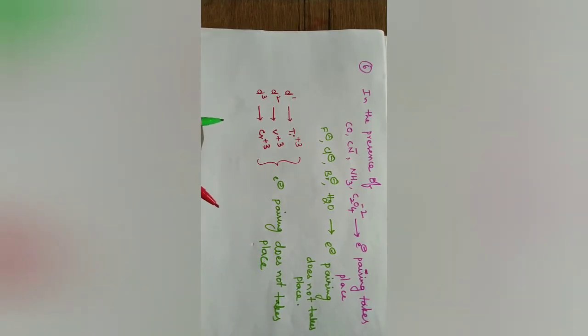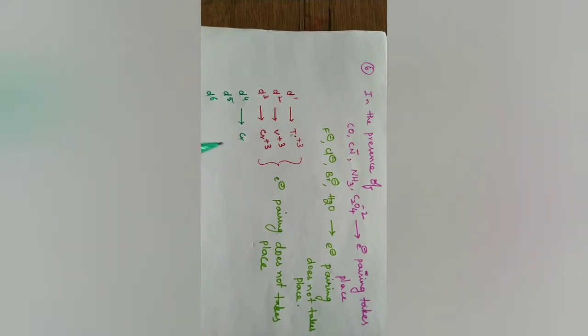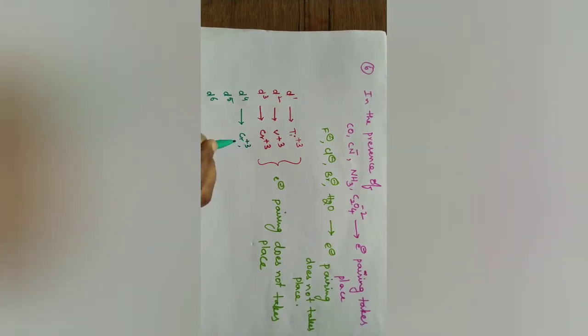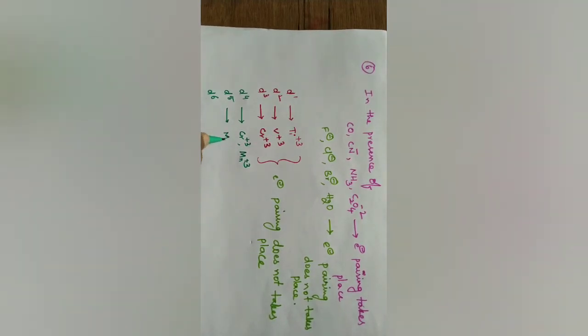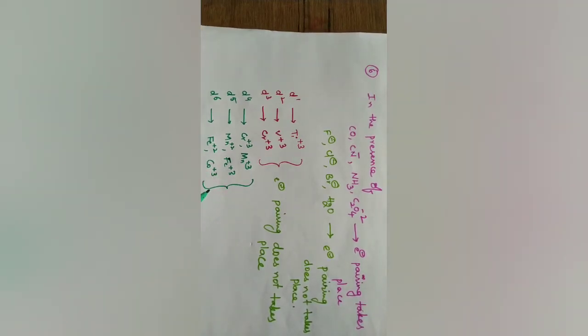In the case of d4, d5, d6, that is chromium plus 3, manganese plus 3, manganese plus 2, iron plus 3, Fe plus 2, and cobalt plus 3, electron pairing takes place. You need not memorize all the plus 3, plus 4 charges; that will come from the electronic configuration.